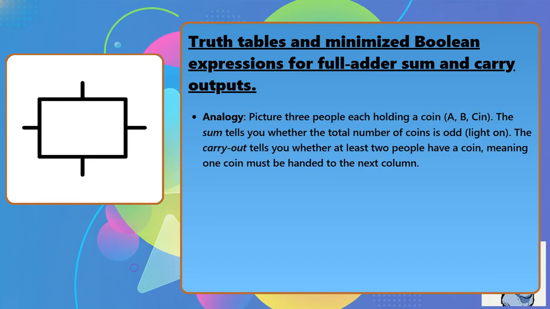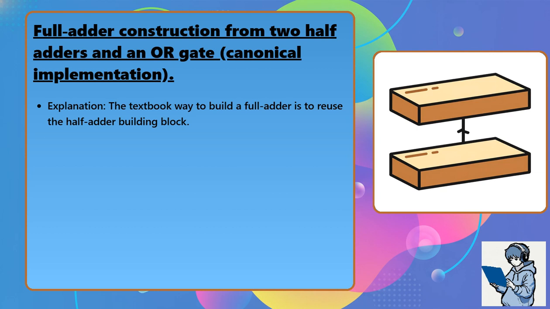Analogy: picture 3 people each holding a coin, A, B, Cin. The sum tells you whether the total number of coins is odd, light on. The carry out tells you whether at least 2 people have a coin, meaning 1 coin must be handed to the next column. Explanation: the textbook way to build a full adder is to reuse the half adder building block.